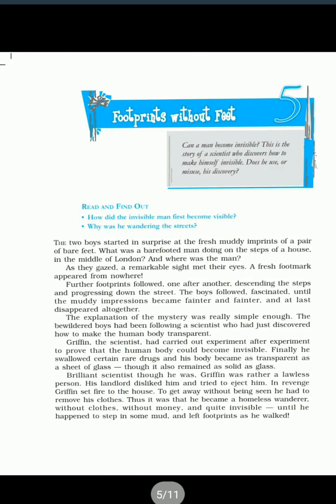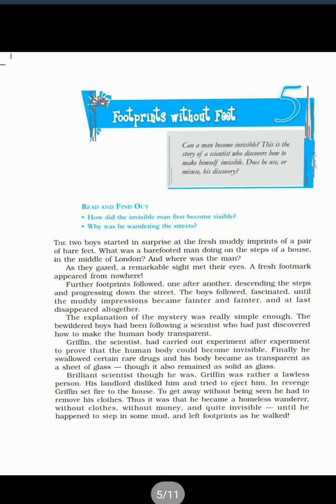Two boys were highly surprised. They saw muddy impressions on the steps of a house in London. They were the fresh footmarks of a barefooted man. The boys followed them. The impressions got fainter and finally disappeared. The mystery of footmarks was quite simple. The boys were following a scientist. He had just discovered how to make the human body transparent.